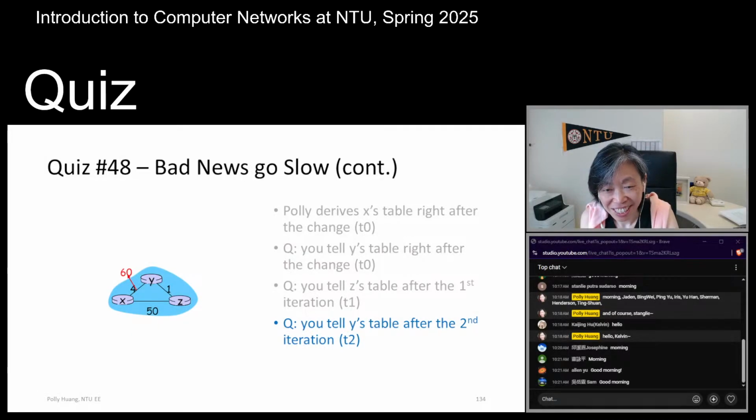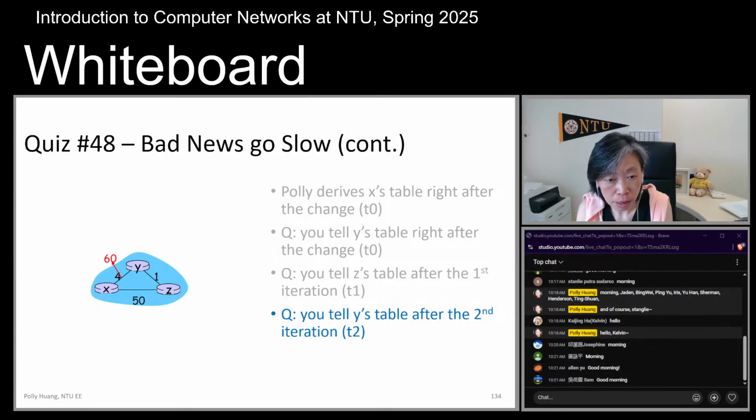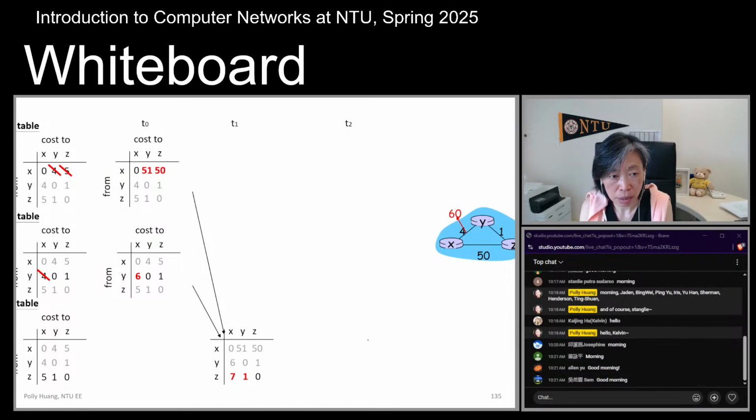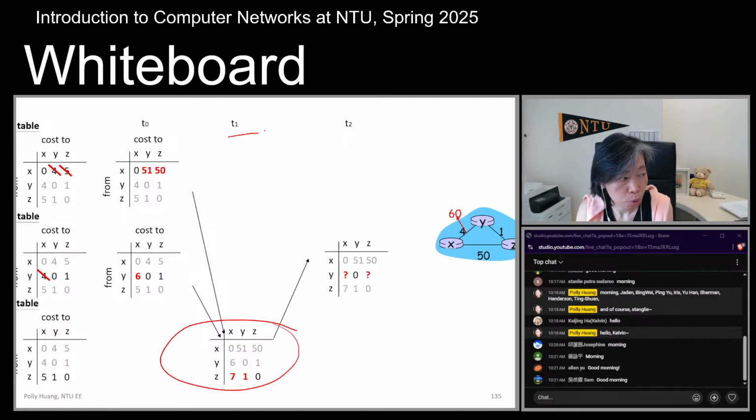This time I hit the right button. And so we move on to quiz 48. Let's just do one more iteration, and I'm asking you to derive y's table after the second iteration. We just finished developing z's table at T1. Let's propagate the table and try to develop y's table again, but at T2.